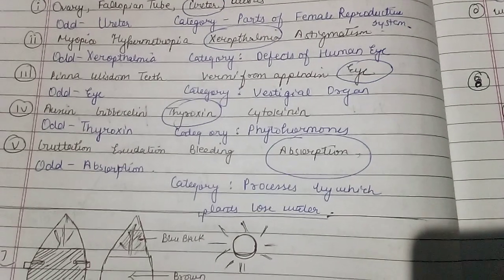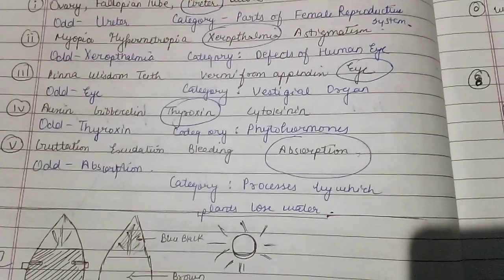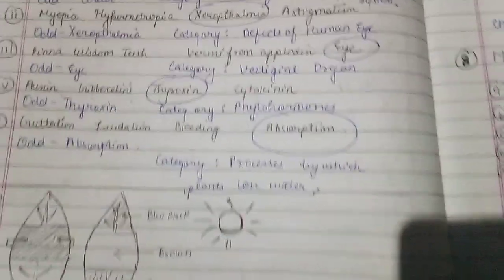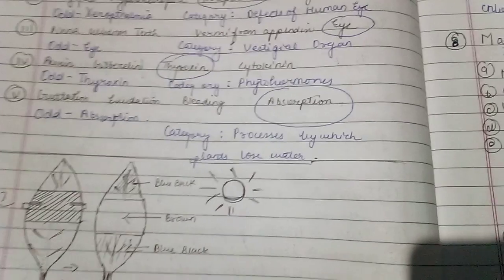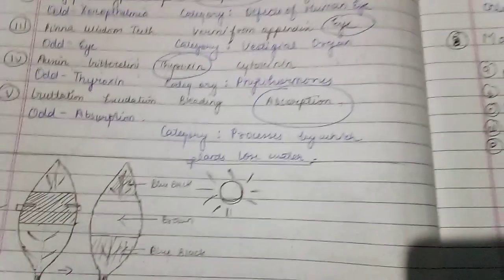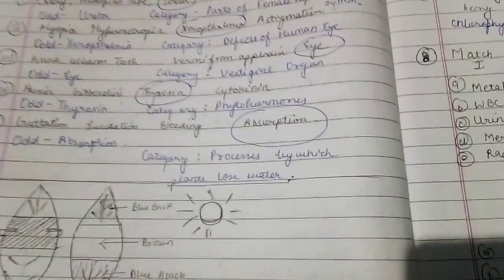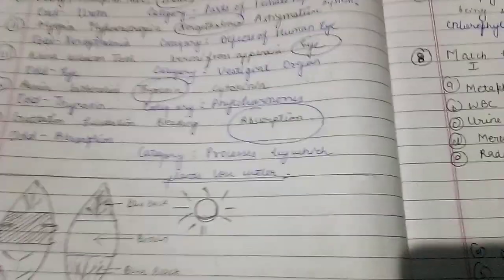Third: pinna, wisdom teeth, vermiform appendix, and eye. The odd one out is eye, and the category to which the other three belong is vestigial organs. Pinna, wisdom teeth, and vermiform appendix are the vestigial organs. You must have heard of people getting their appendix operated on, in which the appendix is taken out of the body.